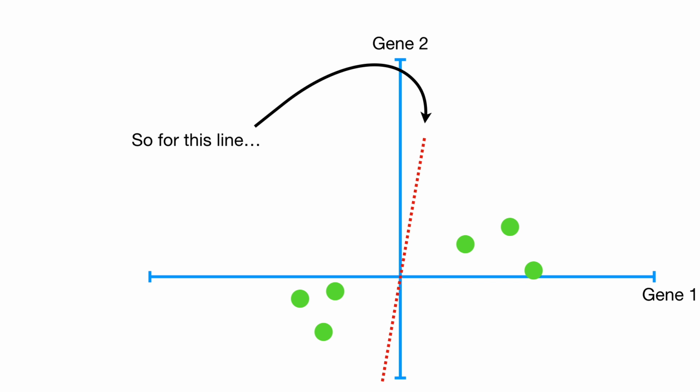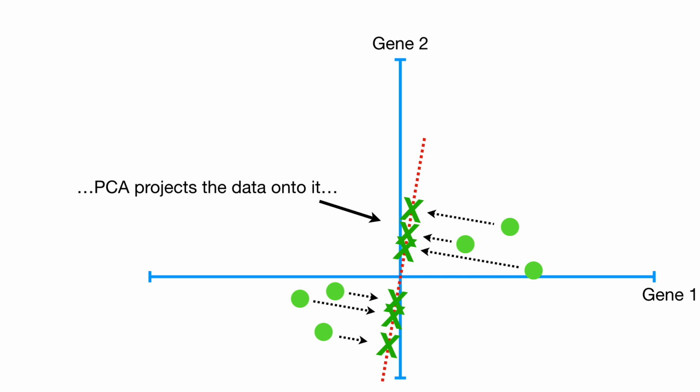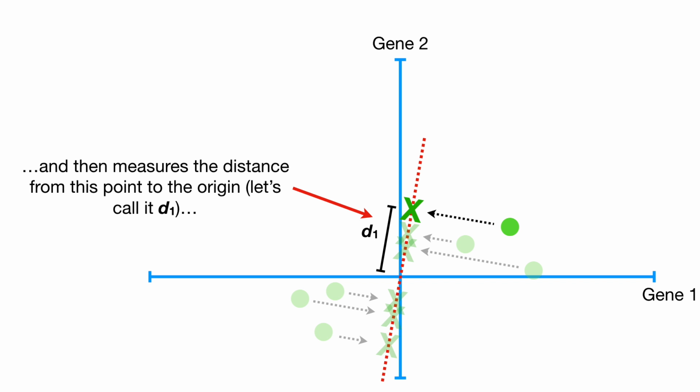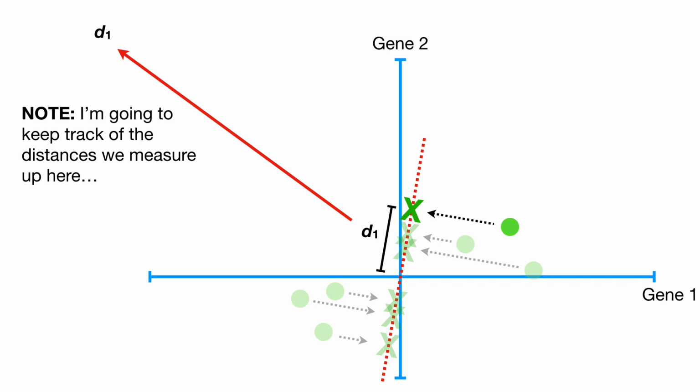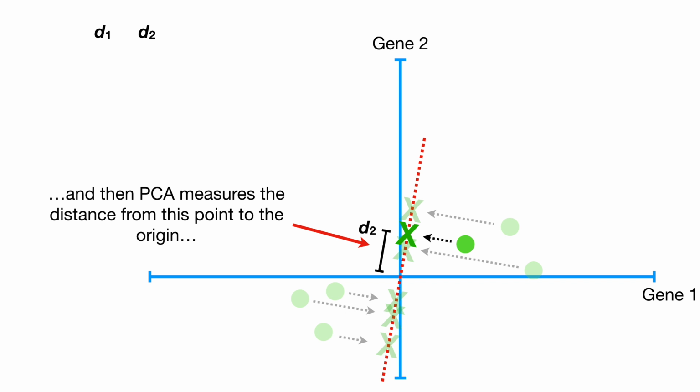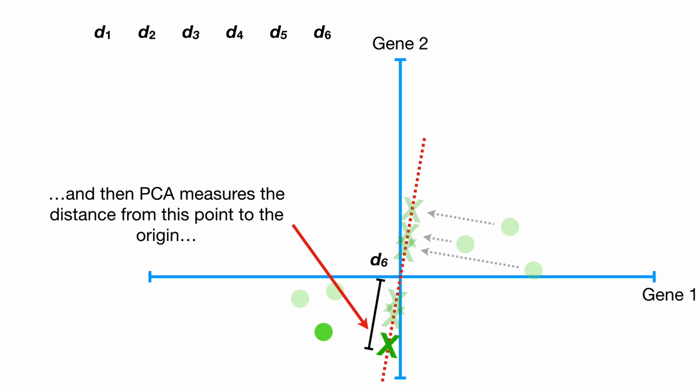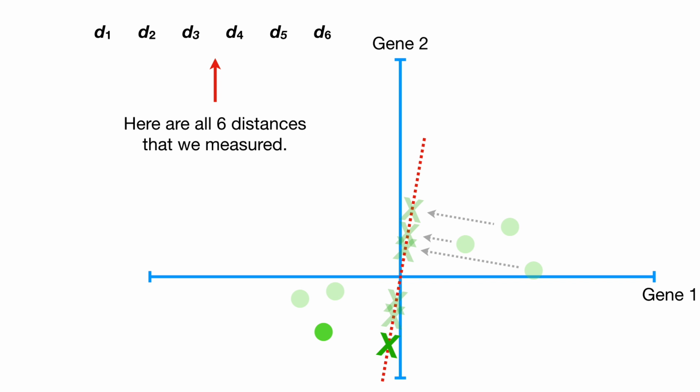So, for this line, PCA projects the data onto it and then measures the distance from this point to the origin. Let's call it D sub 1. Note, I'm going to keep track of the distances we measure up here. And then PCA measures the distance from this point to the origin. We'll call that D2. Then it measures D3, D4, D5, and D6. Here are all 6 distances that we measured.